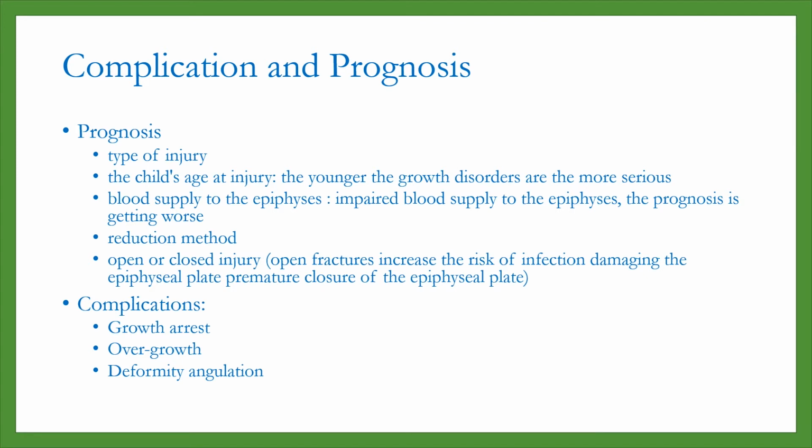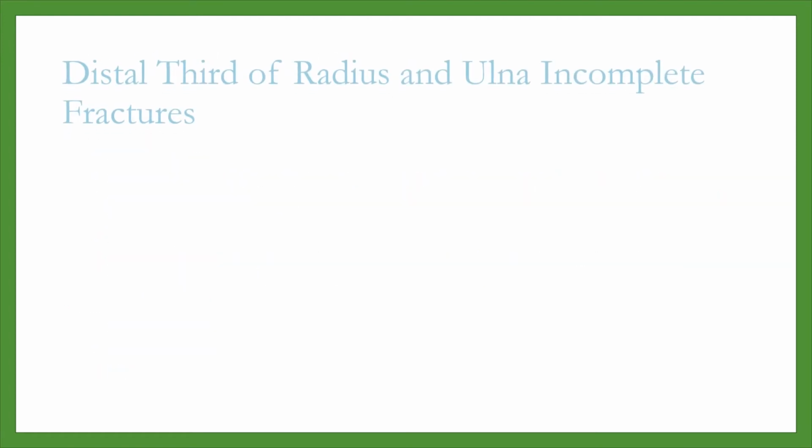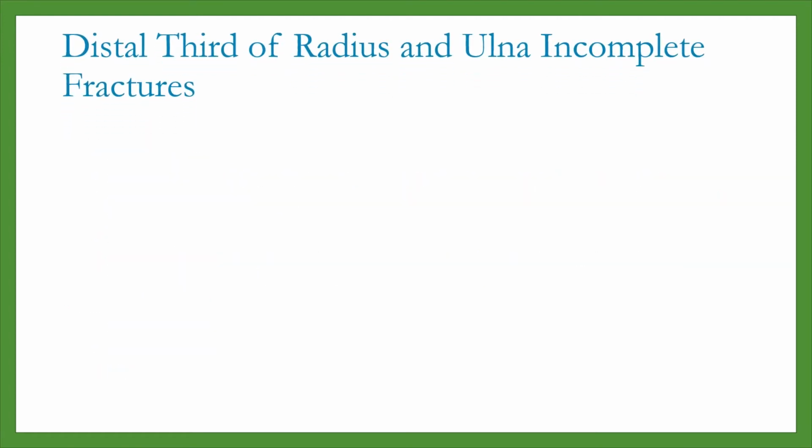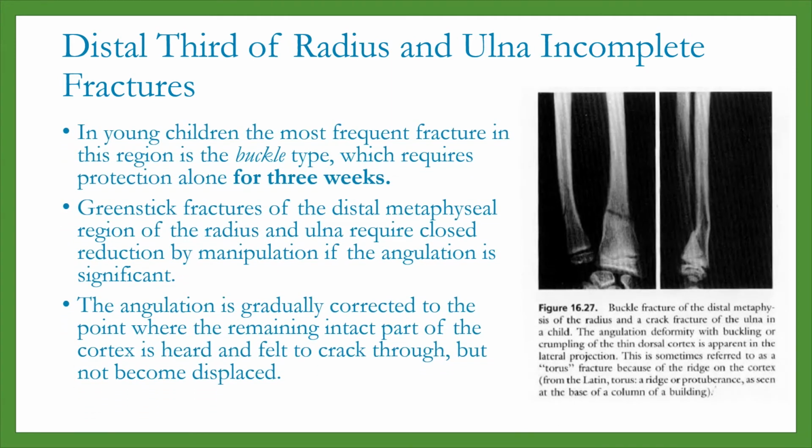Distal third of radius and ulna incomplete fractures. In young children, the most frequent fracture in this region is the buckle type, which requires protection alone for 3 weeks. Greenstick fractures of the distal metaphyseal region of the radius and ulna require closed reduction by manipulation if the angulation is significant. The angulation is gradually corrected to the point where the remaining intact part of the cortex is heard and felt to crack through, but not become displaced.